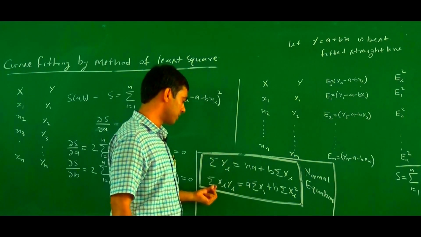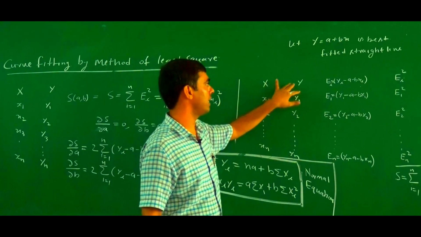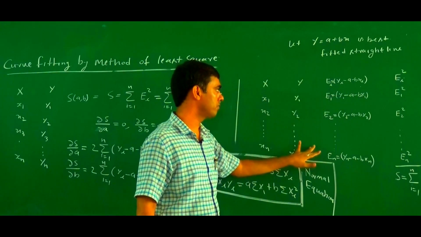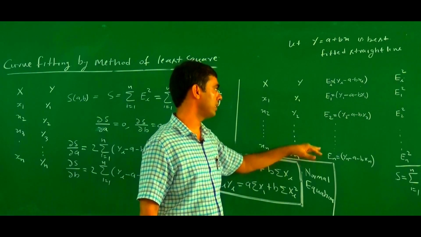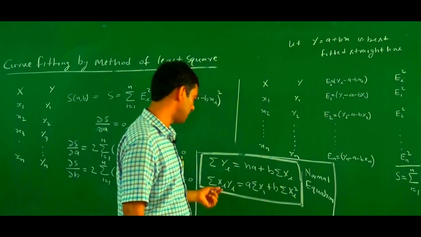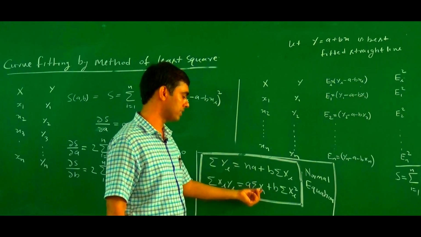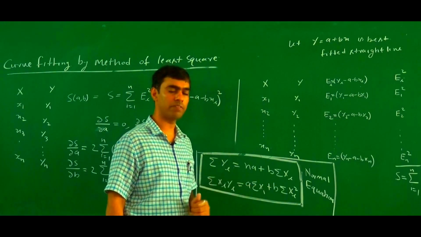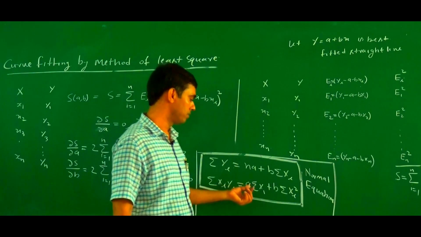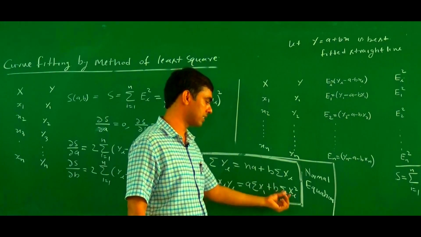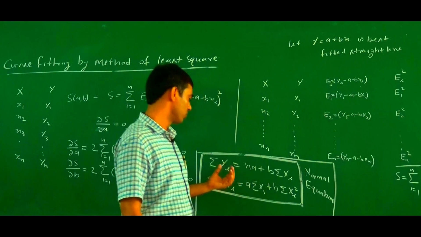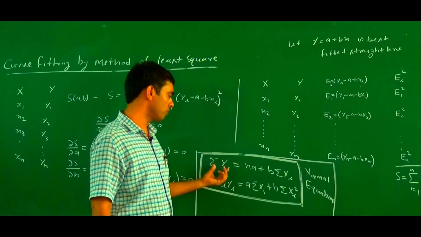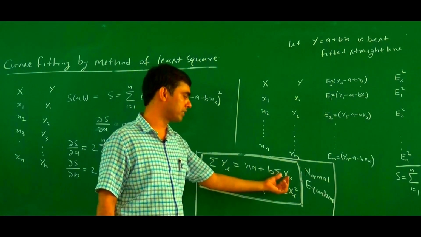Similarly, for summation of xi yi, we find x into y. Here we find x1 y1, x2 y2, up to xn yn, and find the sum of xi yi equal a summation of xi plus b summation of xi square. That means we are able to find the summation of xi and summation of xi square. These are the constants.